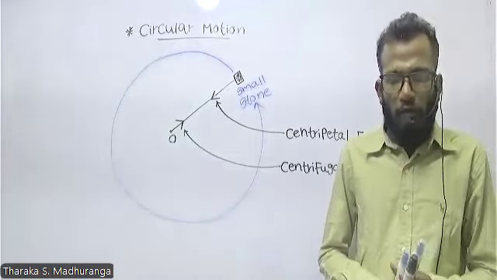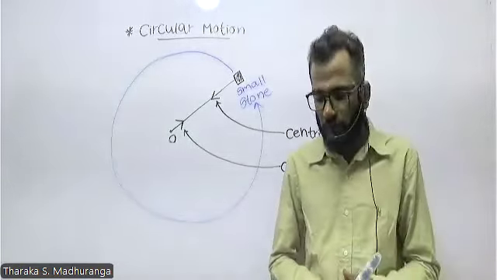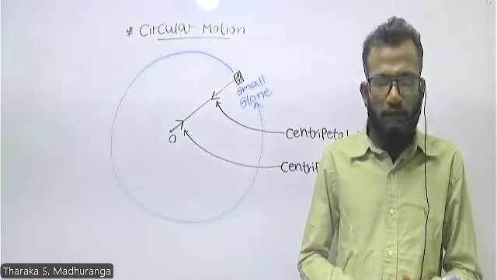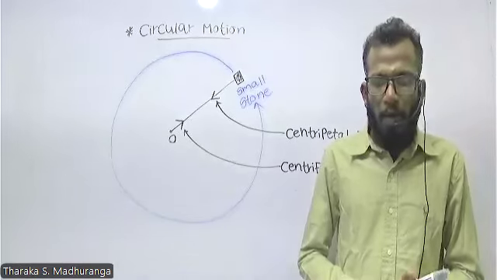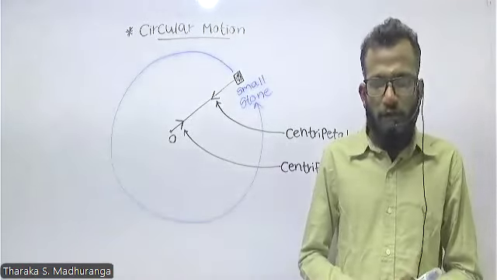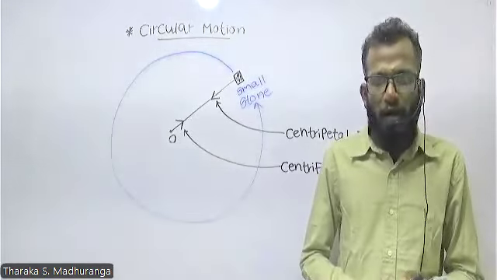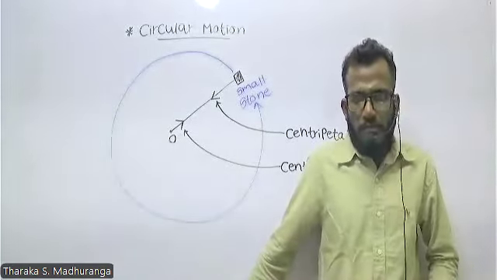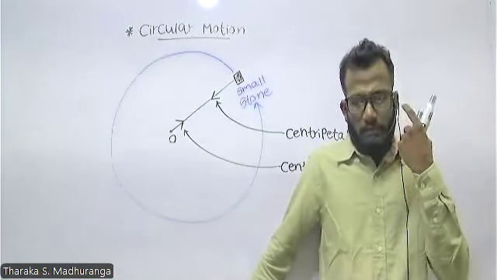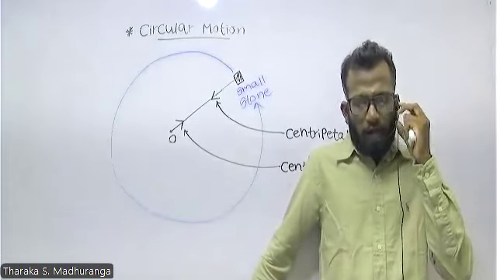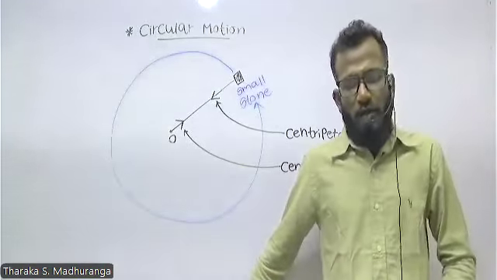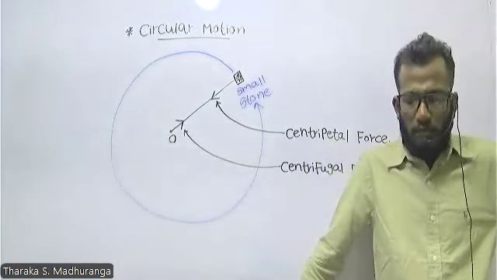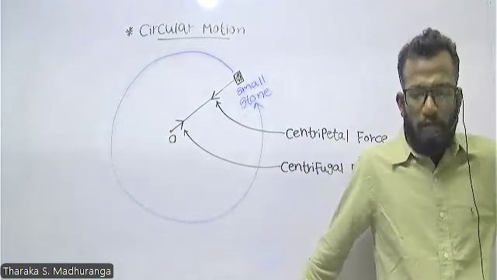There are two main types of forces acting on a circular motion object.